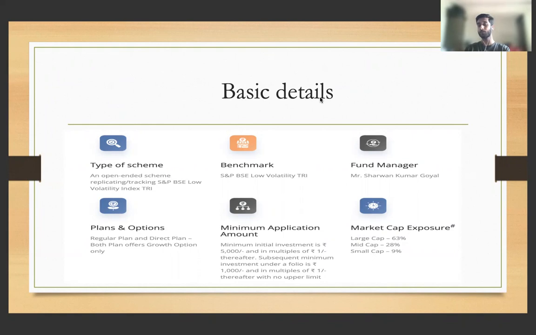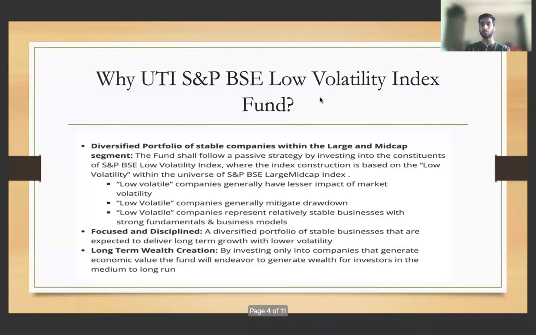Market cap exposure. For every rupee you spend, 0.63 will be spent in large cap, 0.28 in mid cap, and 0.09 in small cap. So this is the easiest way to understand how the fund is diversified across different categories according to market capitalization.